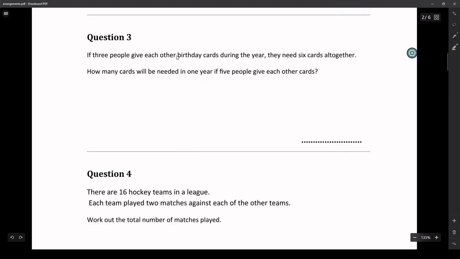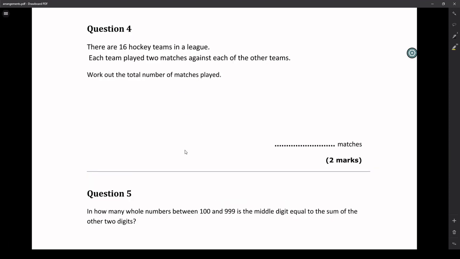Question 3 was a nice one. If 3 people give each other birthday cards, then each person's giving out 2 cards, which is 3 times 2. So if there's 5 people, each of the 5 people are going to give out 4 cards. So that's a total of 20 cards.